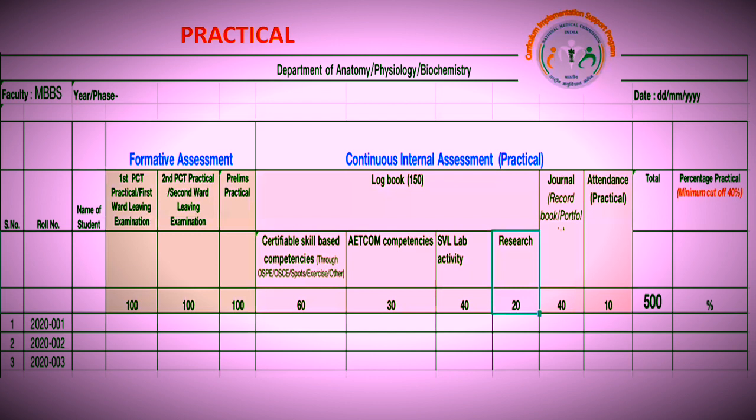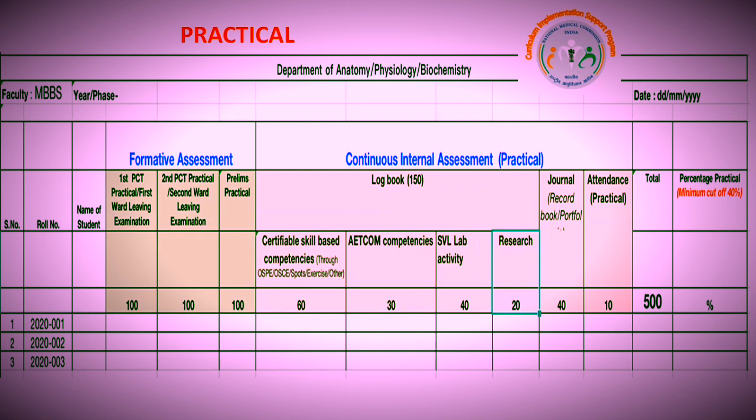जर्नल एंड लॉग बुक, यस सर, 40 मार्क्स. यू कैन सी कंटिन्यूअस इंटरनल असेसमेंट. सर यहाँ पे 100 नंबर कम हो गए ना प्रैक्टिकल के, 300 है, पर 200 मार्क्स में ये बढ़ गया है, जर्नल रिकॉर्ड और रिसर्च ये ऐड हो गई है. तो वॉट डू वी हैव टू डू अबाउट दिस जर्नल रिकॉर्ड बुक एंड पोर्टफोलियो?